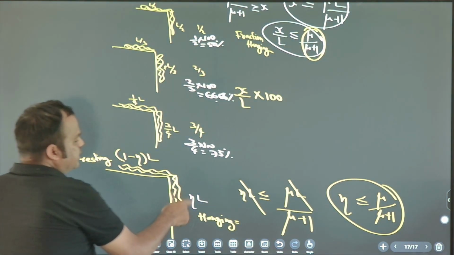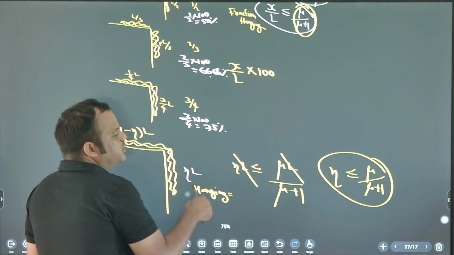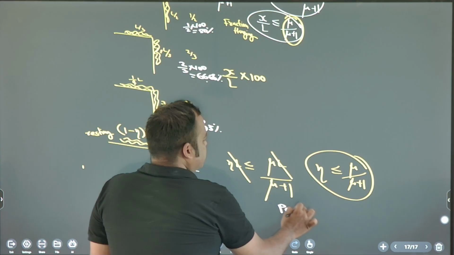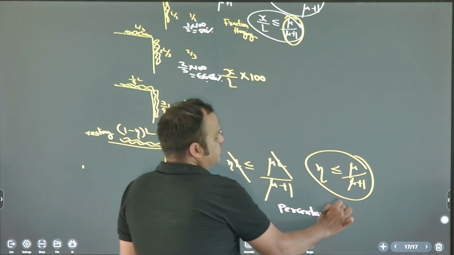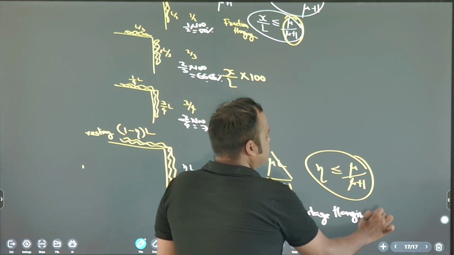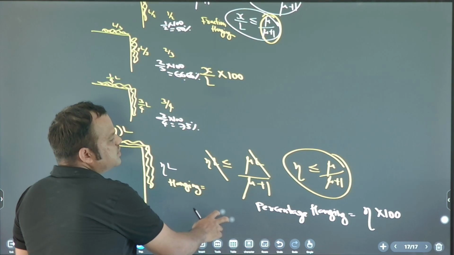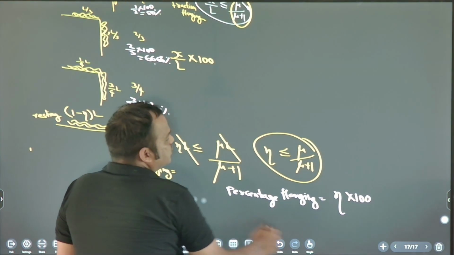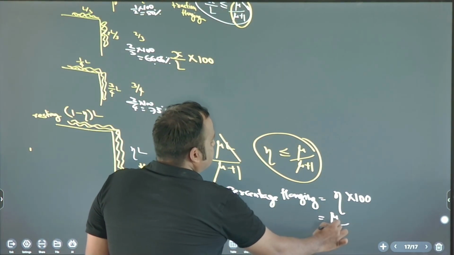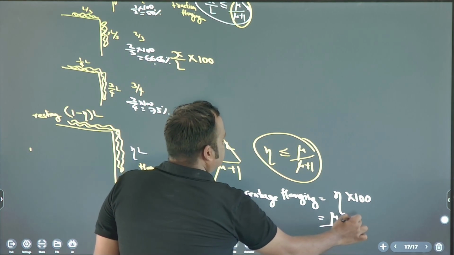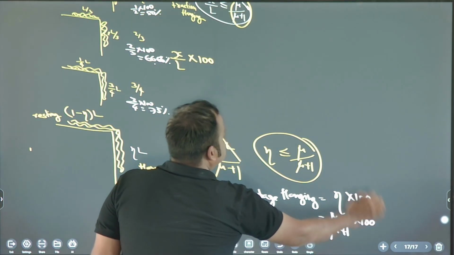Okay. If eta is a fraction, so eta into 100. So percentage hanging will be eta into 100. Okay. Percentage hanging means eta into 100. Note down. In your formula diary also you write down mu by mu plus 1 into 100.